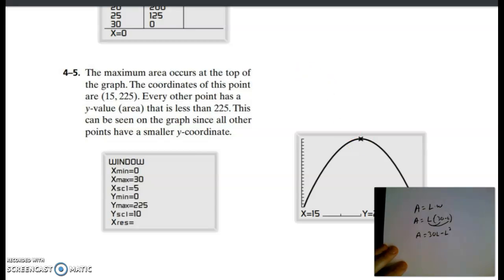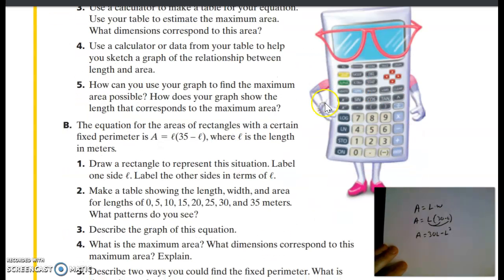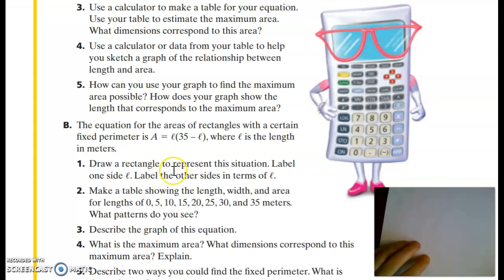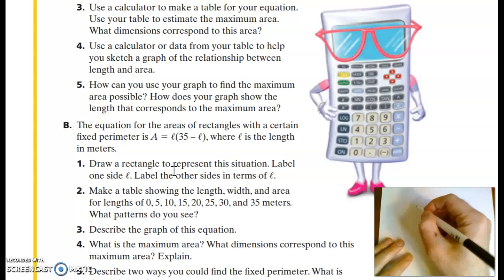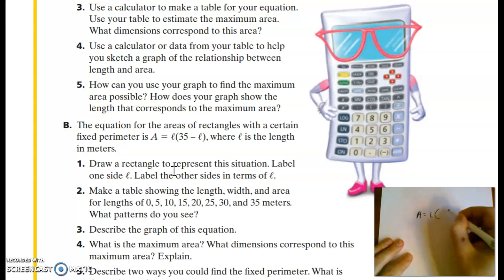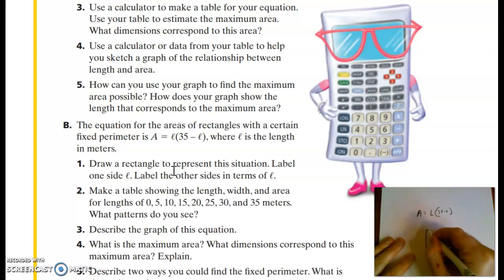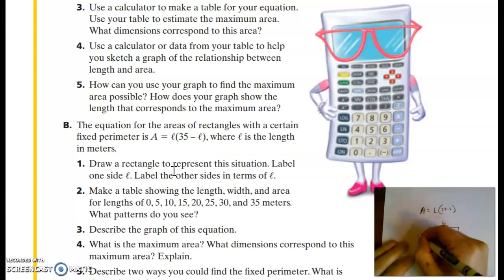Right, so now let's look at the letter B. I just assigned number 1. Letter B gave the equation of area equals length times 35 minus the length. So if I were to actually draw the rectangle out, we have length, but instead of using width, we're using 35 minus the length. And that's all you really had to do for letter B, number 1.